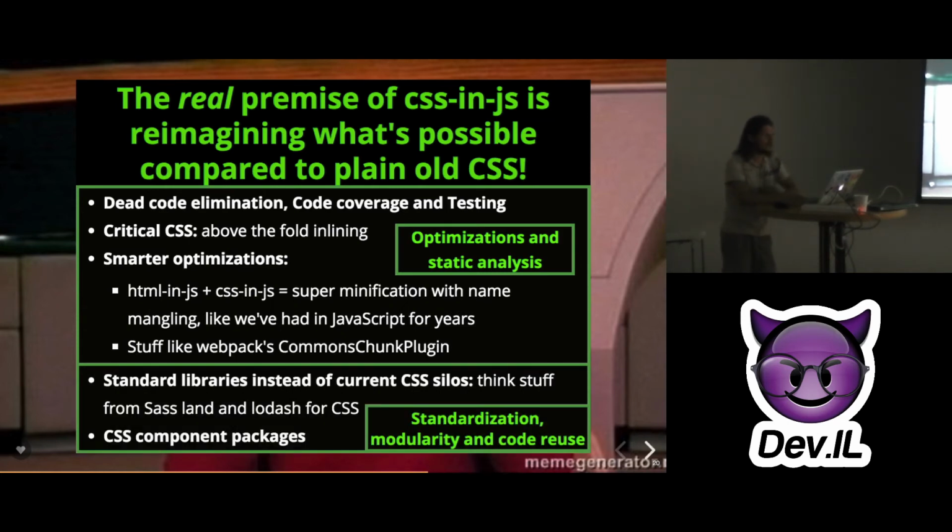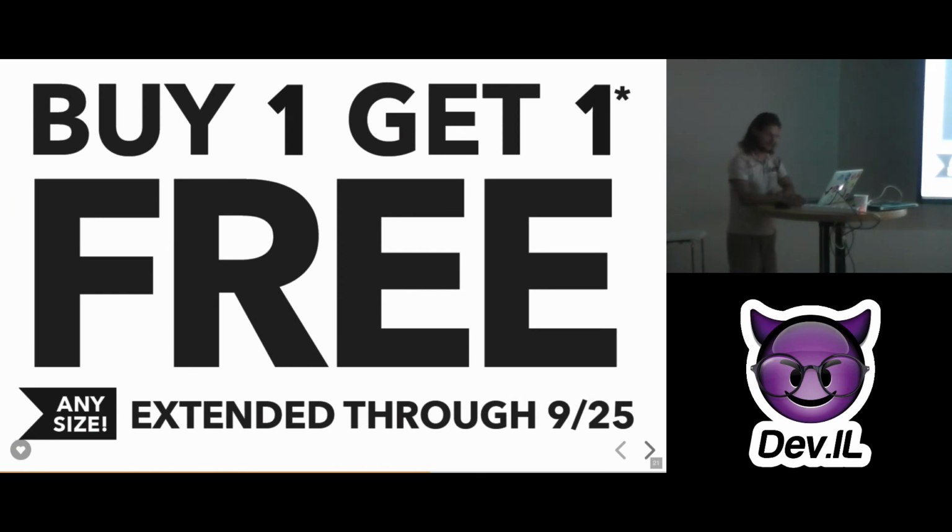You can have standard libraries instead of the current CSS silos, okay? Think stuff from Sass land. You have packages. You can have a standard library for CSS. You want a clearfix, you just import it, and you can use that. And you can import it from a variety of runtimes. You can have CSS component packages, which you don't have now. You have silos. So that's standardization, modularity, and code reuse. But that's not all.